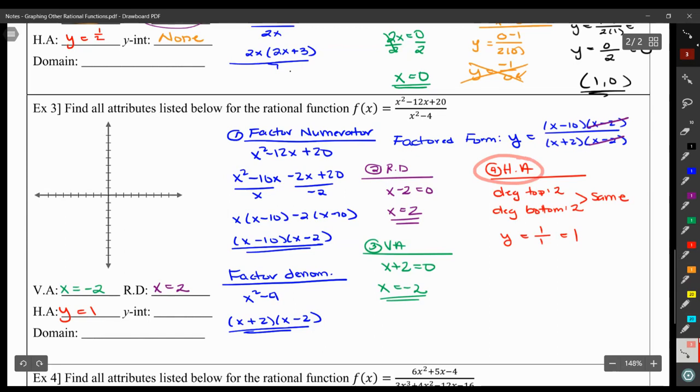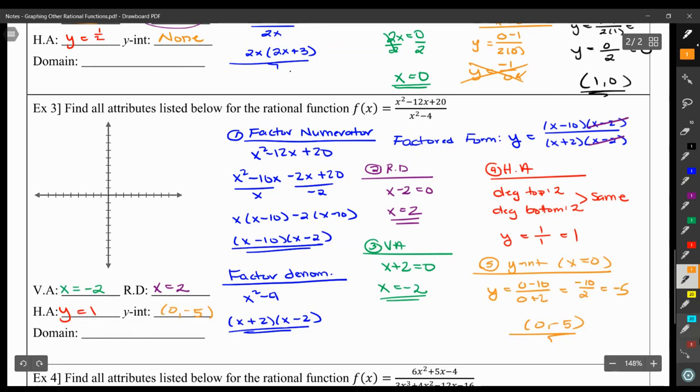We find horizontal asymptotes by looking at the degree. So the numerator has a degree of 2, denominator has a degree of 2. That is the same. So we're going to take the ratio, the division of the leading coefficients, which are also both 1s. So 1 divided by 1 is equal to 1. And finally, step 5, help yourself graph by finding the y-intercept. Pause the video and try to find the y-intercept. And we have a y-intercept of (0, -5).